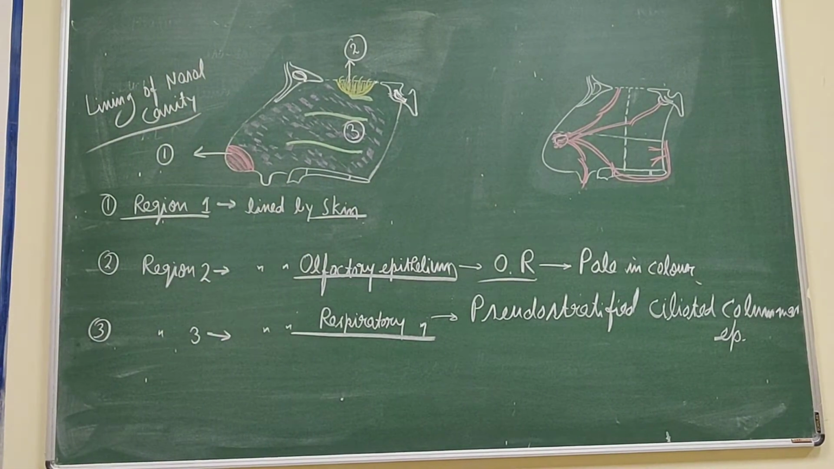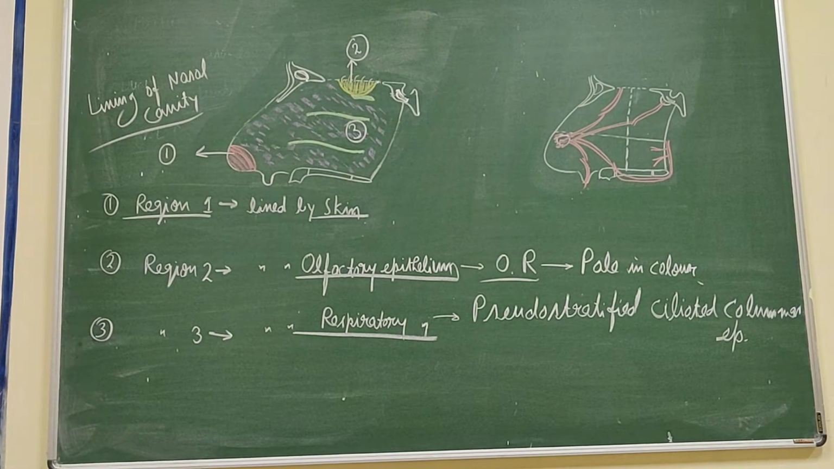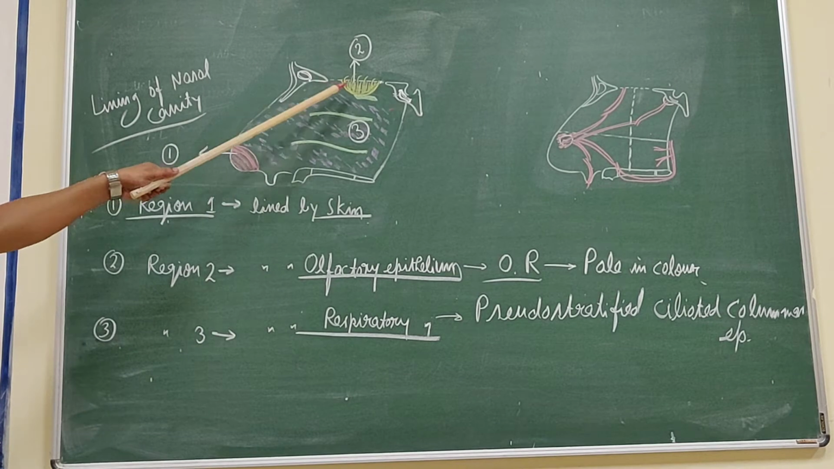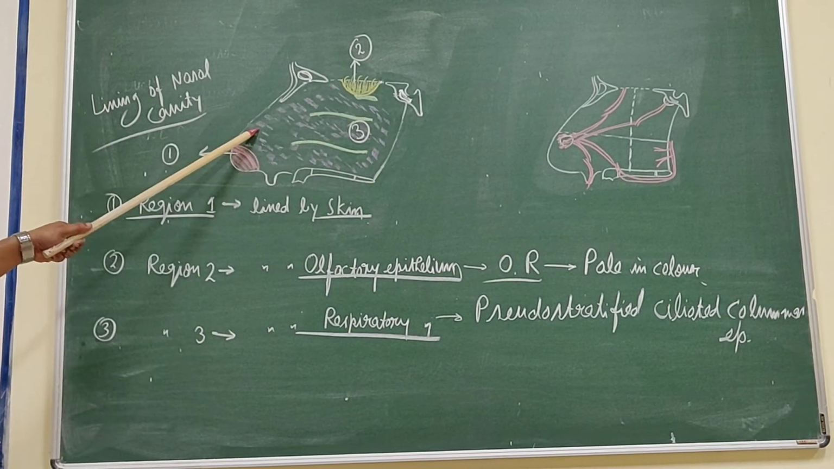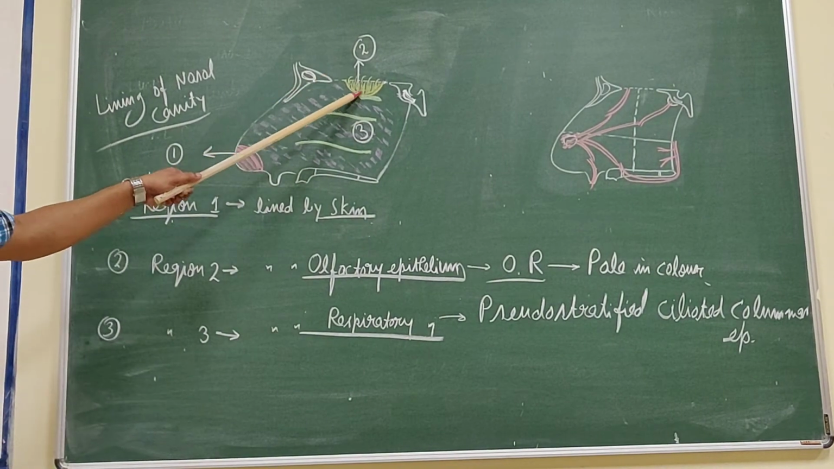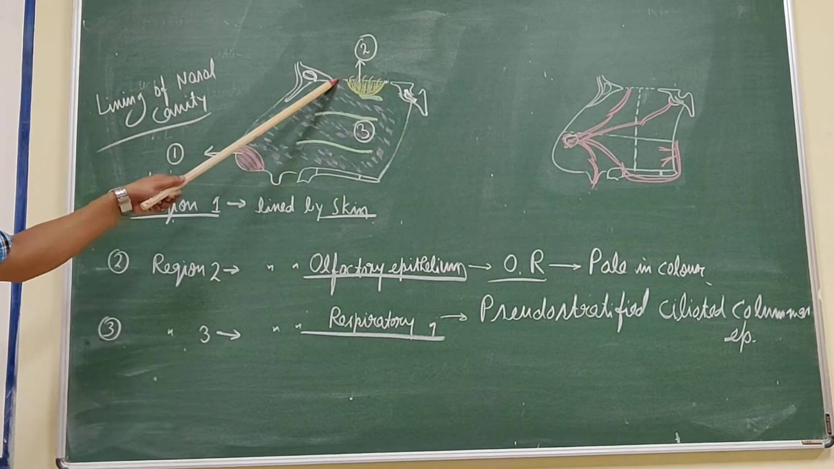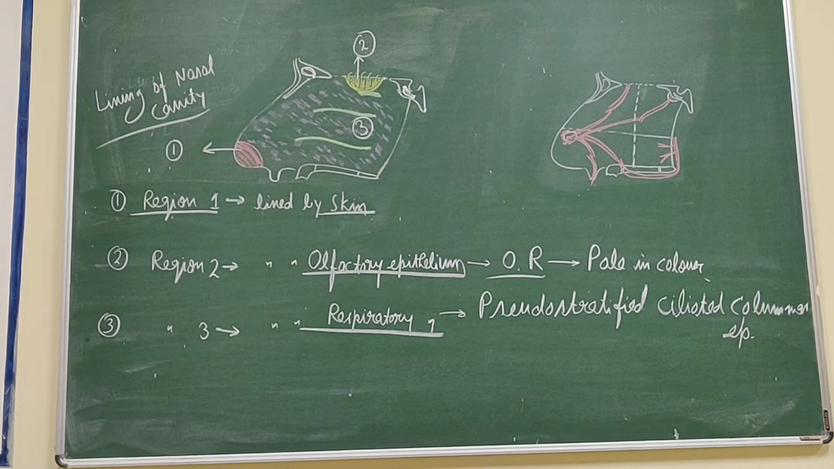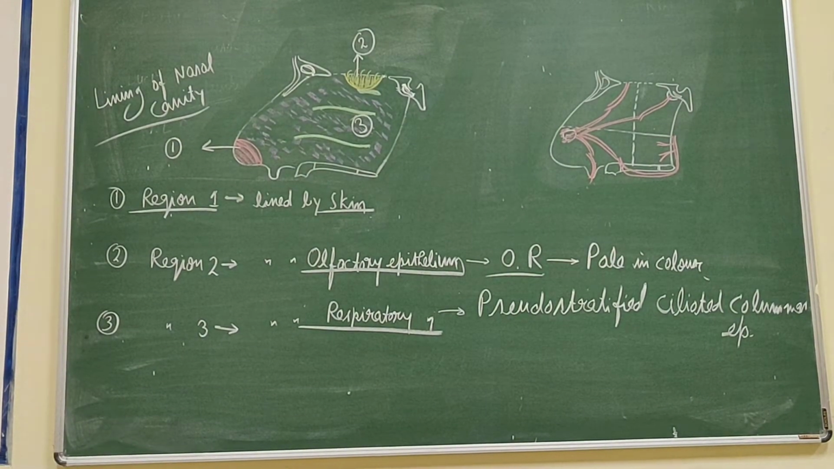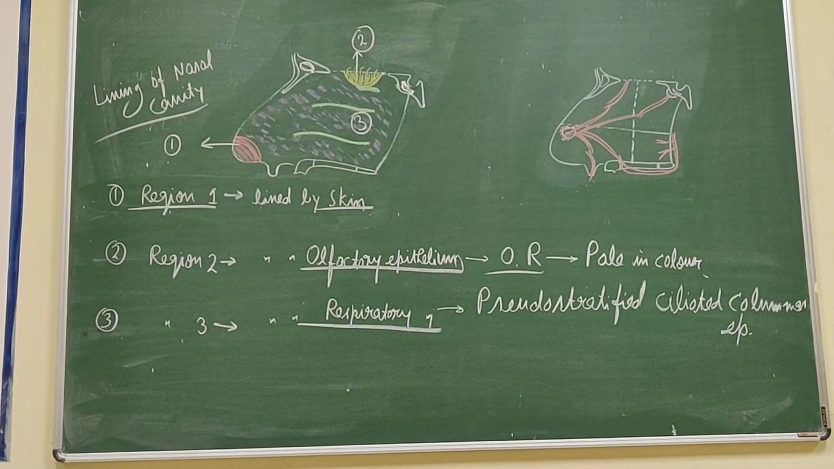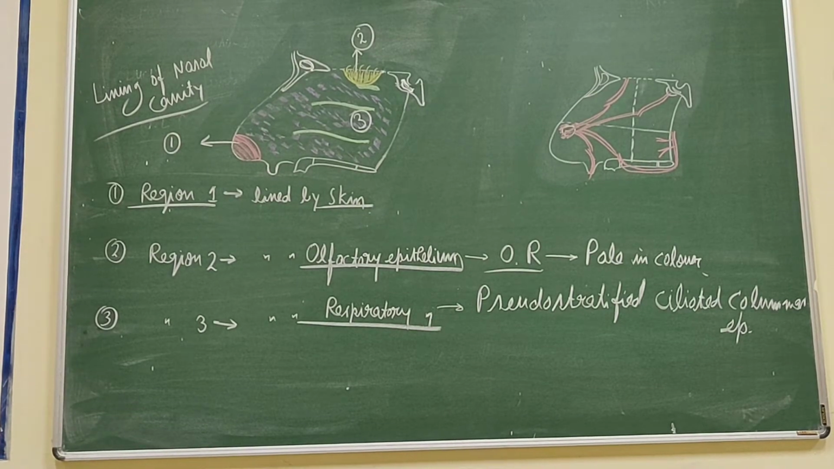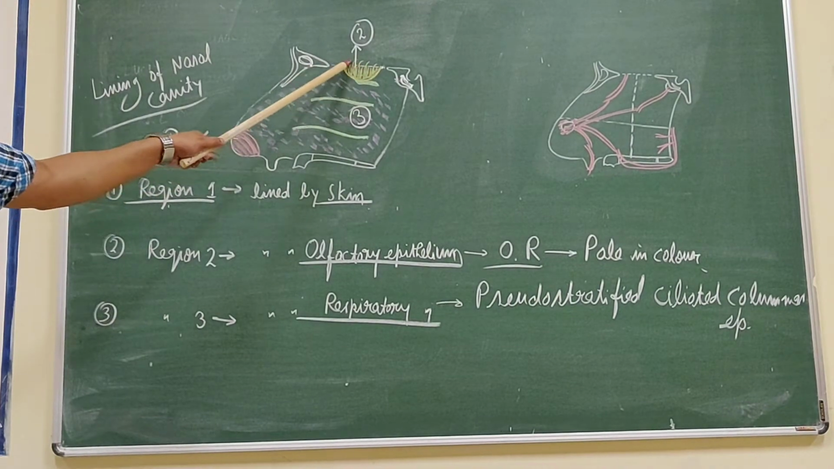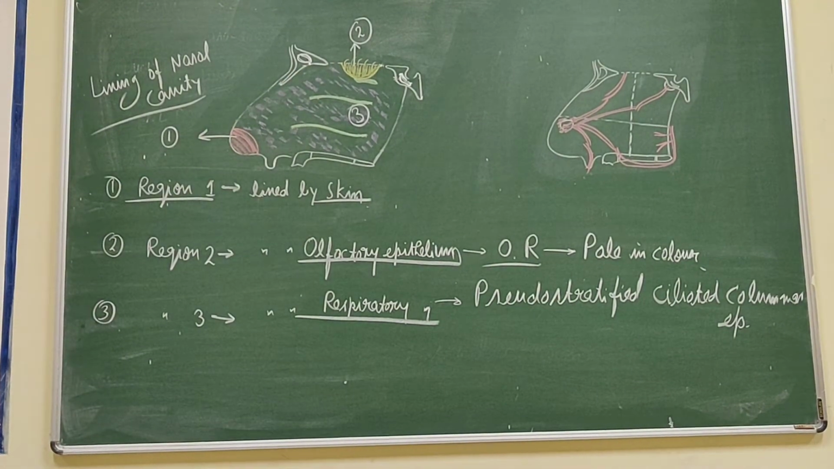So, on the basis of the lining, there are three regions: lined by the skin, lined by the respiratory epithelium, which is the major part, and above the superior concha and the roof, the middle 1/3 part of the roof, the olfactory region lined by the olfactory epithelium, with olfactory receptors. Here the olfactory nerves perforate the cribriform plate and enter the cranial cavity.